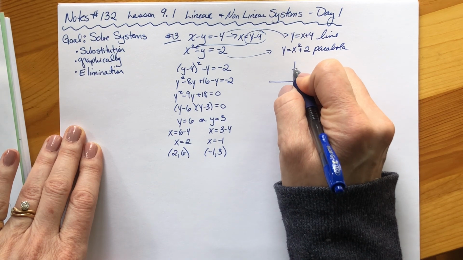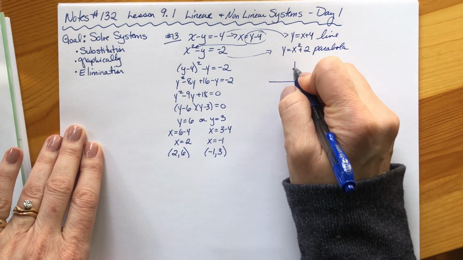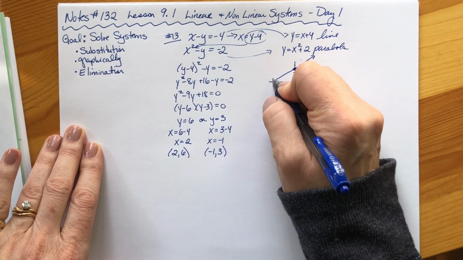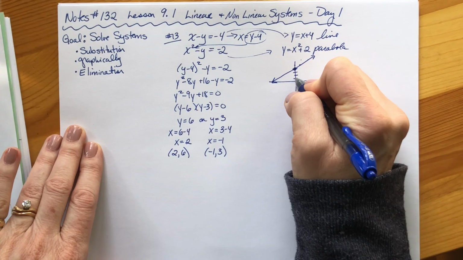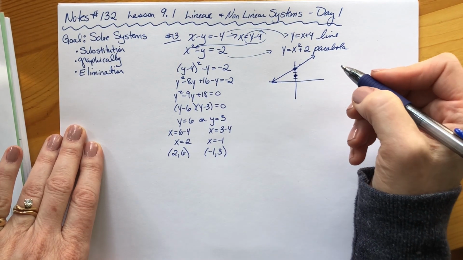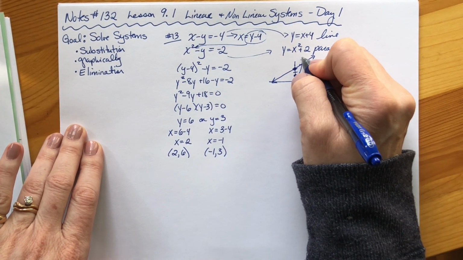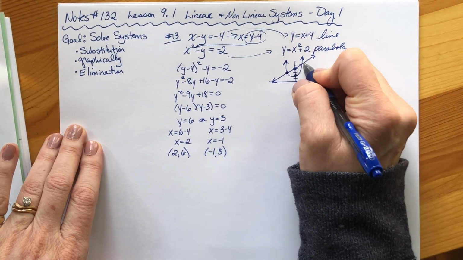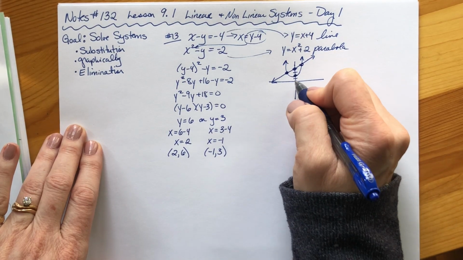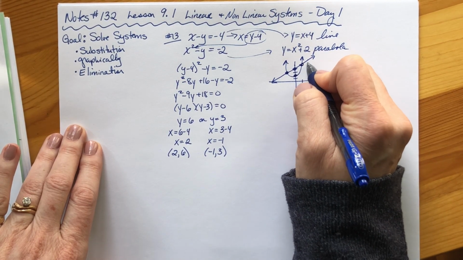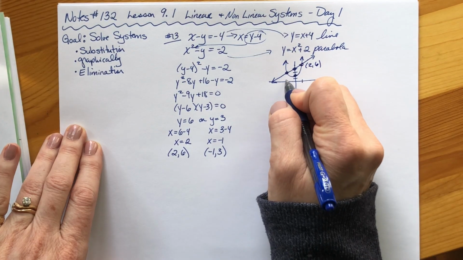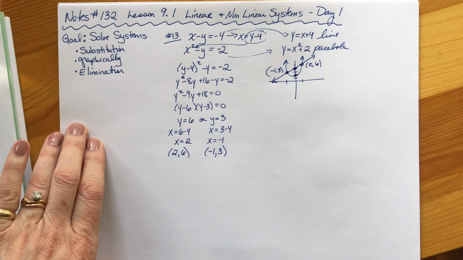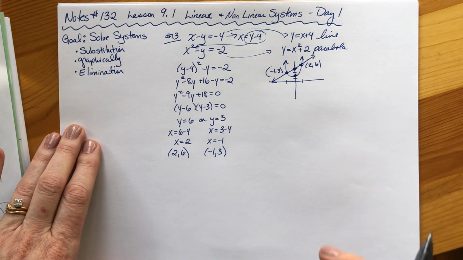1, 2, 3, 4. Here I am with my y-intercept. Up 1 over 1, up 1 over 1. So I'm going to have a line that looks just like this. And my second one's going to be a parabola with a y-intercept of (0, 2). And on my parabola, that looks like this. And if you look at that, it makes sense that this is going to intersect in 2 locations. And where does it intersect? It intersects over here at (2, 6), and it intersects over here at (-1, 3). So my answers make sense to me, and I'm really happy with that.